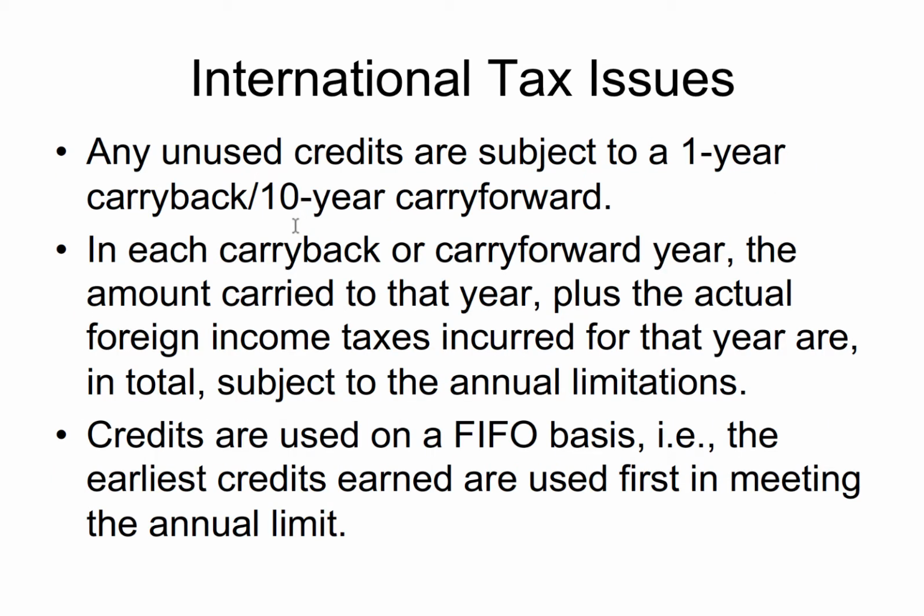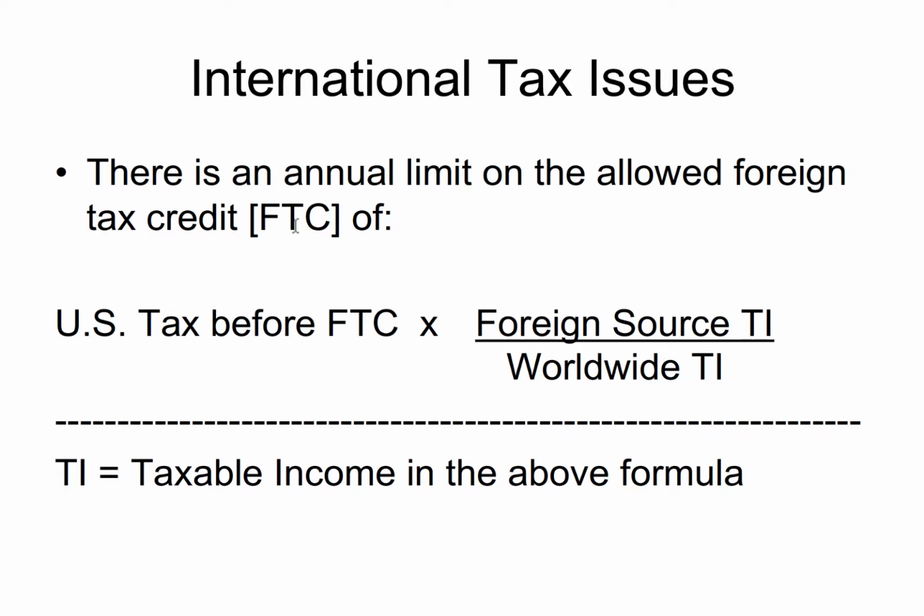Now, any unused credits are subject to a 1-year carryback and 10-year carry forward. After the 10 years, they're going to expire. They're going to just disappear. In each carryback or carry forward year, the amount carried to that year plus the actual foreign income taxes incurred for that year are in total subject to those annual limitations. The limitations we just mentioned. You have to calculate this limit every year: U.S. tax before foreign tax credit times the ratio again of foreign source taxable income over worldwide taxable income.